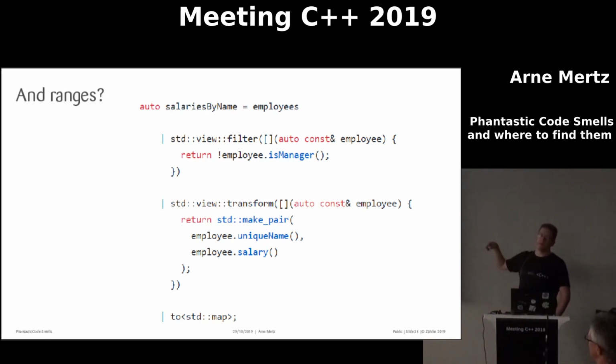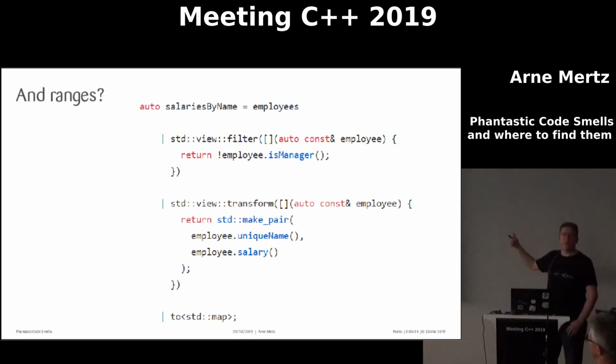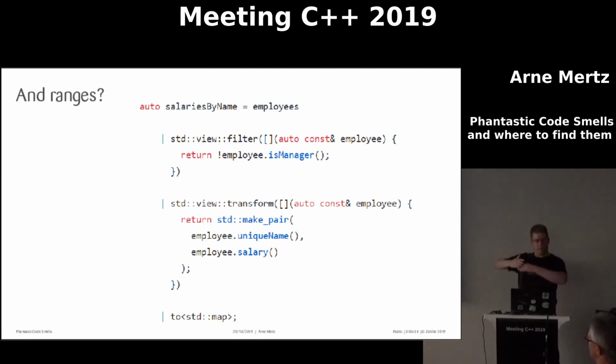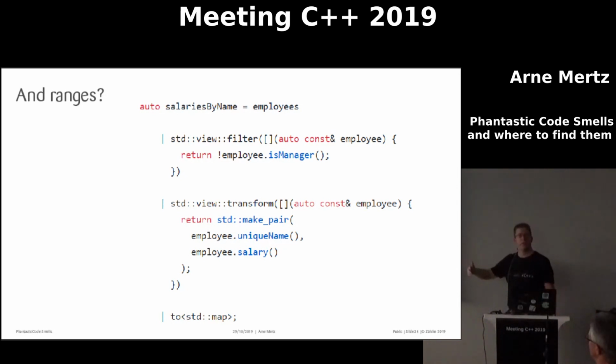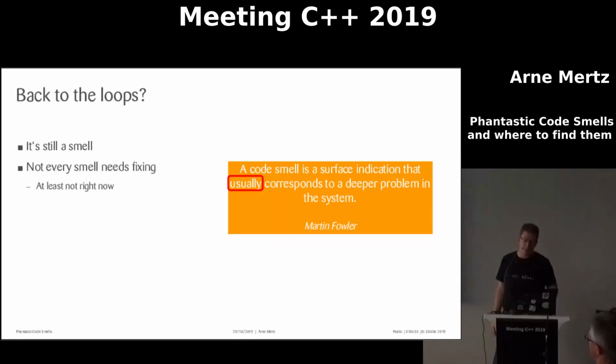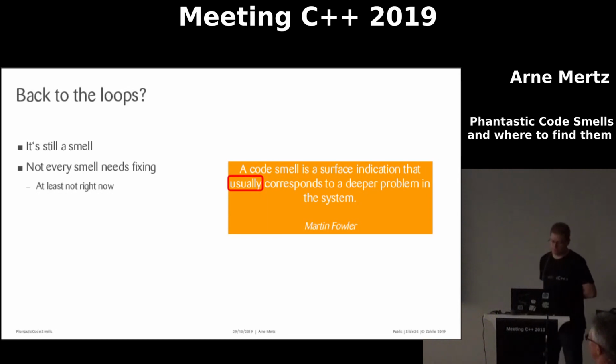That doesn't mean that when our managers get the next idea and come with the next requirement and the loop grows more, at some point we will have to say, okay, now we are getting to a place where maybe ranges or something else is more readable than the loop that has grown over time. So the smell still remains a smell, but not every smell needs fixing. At least not right now. We have to check later when we have to change the code.